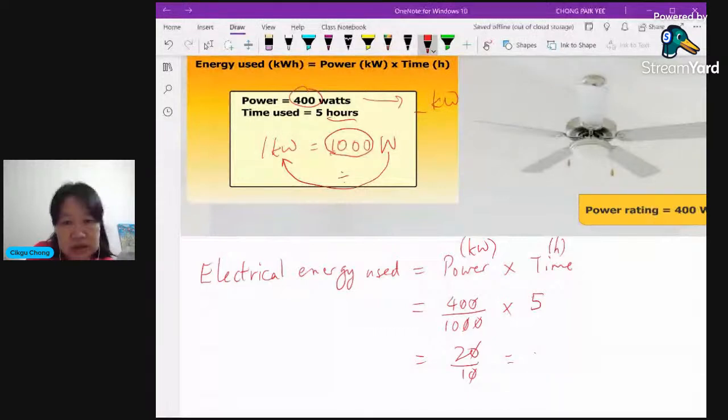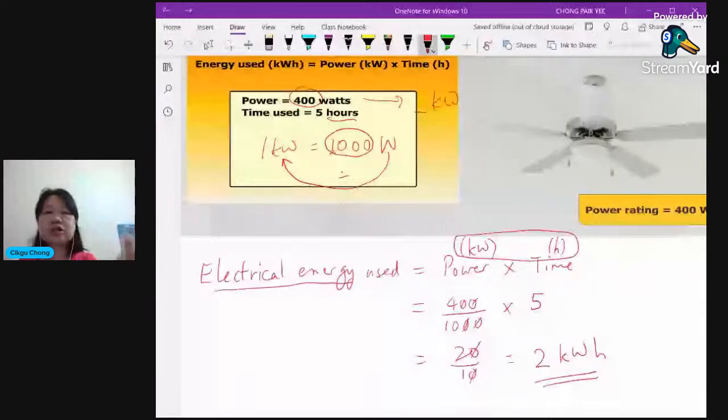The 2 what? What are you calculating? Electrical energy use? Just combine these two. Kilowatt hour. Simple. Okay, so you switch on your fan, this fan which is 400 watts, switch on for 5 hours. You already use 2 kilowatt hour.